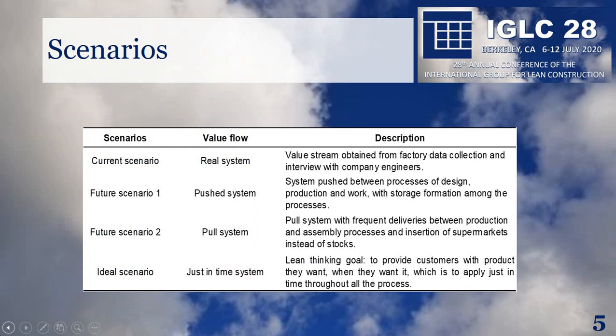Scenarios. The scenarios were chosen based on the Jones and Womack book. The current scenario is a value stream map obtained from factory data collection and interviews with company engineers. Future scenario 1 is a pushed system between the processes of design, production, and work, with storage of information among the processes. Future scenario 2 is a pull system with frequent deliveries between production and assembling process, and the insertion of supermarkets instead of stock.